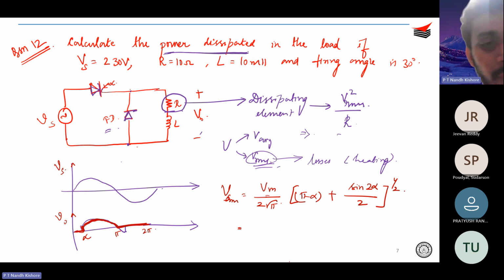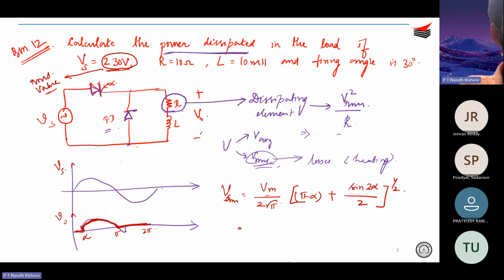So what is your Vm? They have given Vs as 230 volts. So always remember another thumb rule: if they just mention the number, it is always your RMS value, if they mention it without telling anything else. If they say it's 230 sine omega t, then it is your Vm, your maximum value. But right now they have just told Vs is 230 volts, nothing else. It means that it's the RMS value of the input voltage. Any AC quantity, if they just give the number, you take it for granted that it's the RMS value.